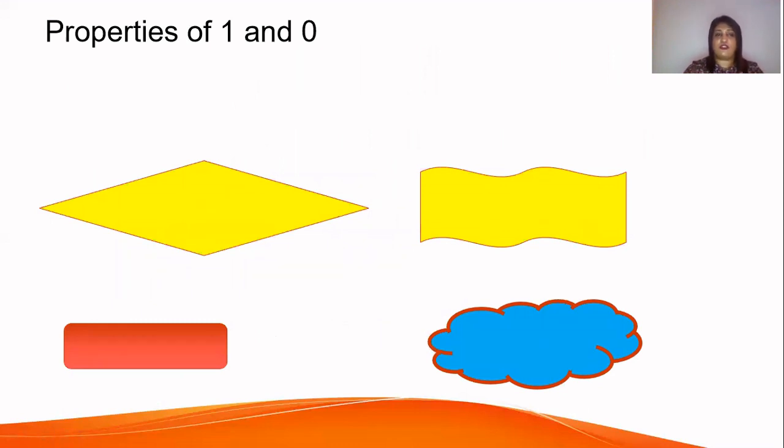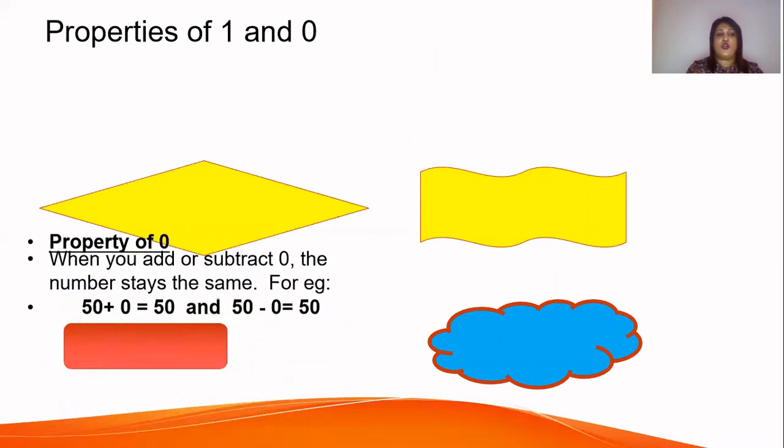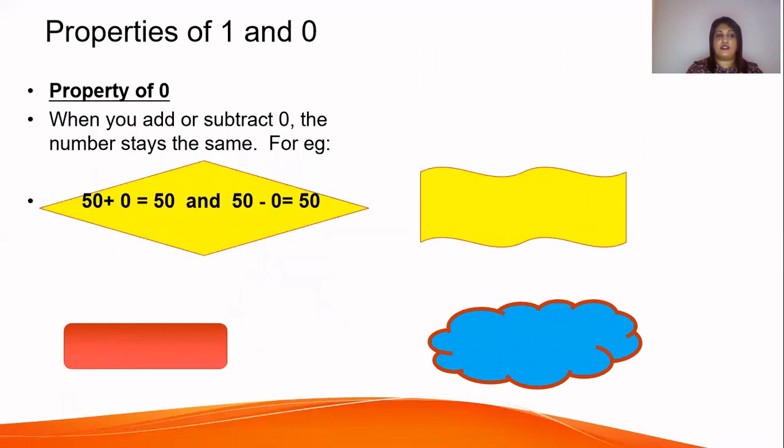Now we're going to look at the properties of 1 and 0. Let's look at the first property of 0. When you add or subtract 0 from a number, the number will stay the same. Again, when you add or subtract 0 from any number, the number will stay the same. And we're talking about whole numbers. So for example, 50 plus 0 is equal to 50. So the number remains the same. Again, 50 minus 0, the answer remains the same because we are not adding anything or we're not removing anything. So the answer will remain the same. That's the first property of 0 you have to remember.